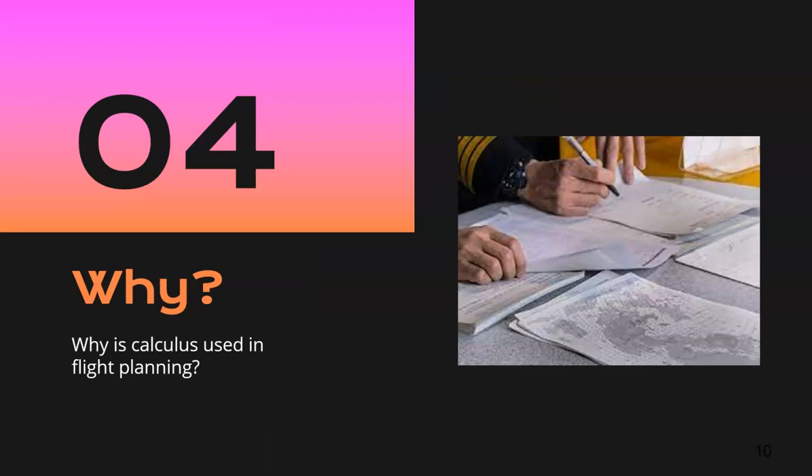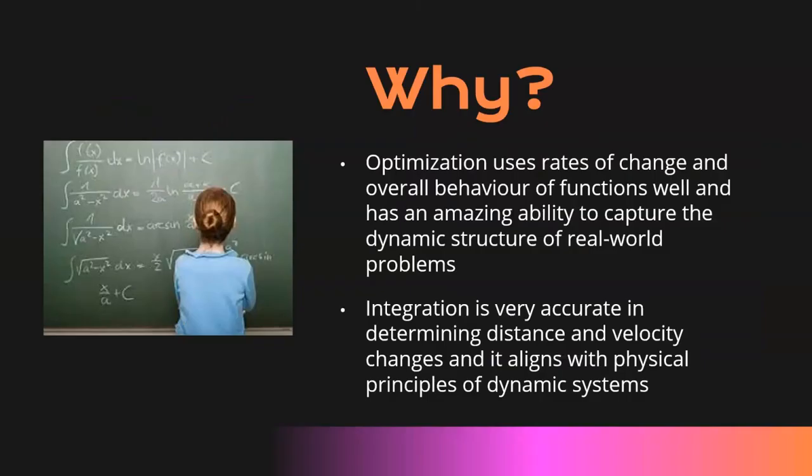Now, why is calculus used in flight planning? Well, optimization uses rates of change and overall behavior of functions well, and it has an amazing ability to capture the dynamic structure of real-world problems. Integration, on the other hand, is very accurate in determining distance and velocity changes, and it aligns with physical principles of dynamic systems.